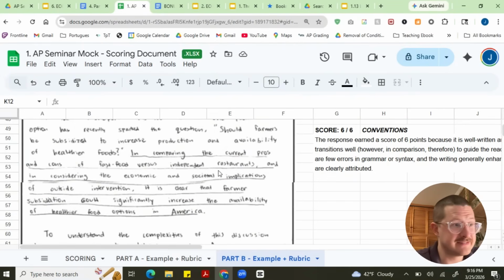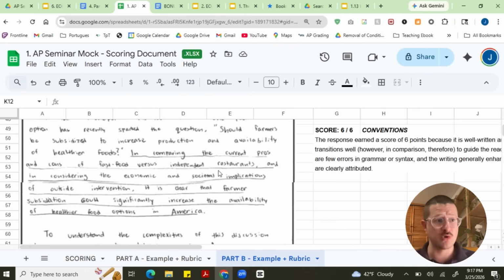So in this year, a lot of the sources had to do with fast food, with food production. So there's this theme of food and sustainability weaving throughout these sources. Here's what they said. In comparing the current pros and cons of fast food versus independent restaurants, and in considering the economic and societal implications of outside intervention, it is clear that farmer subsidization could significantly increase the availability of healthy foods in America.